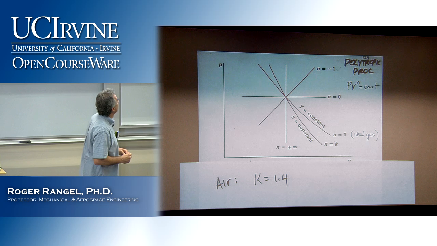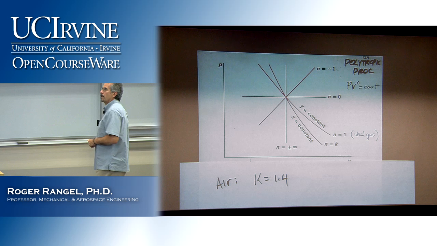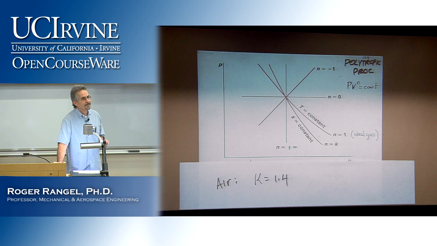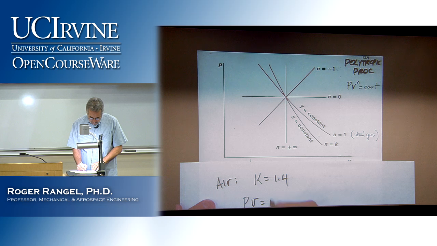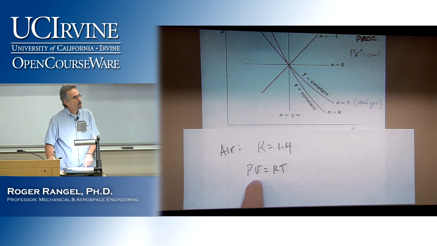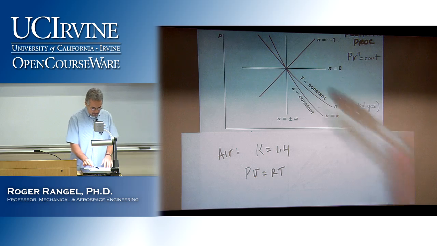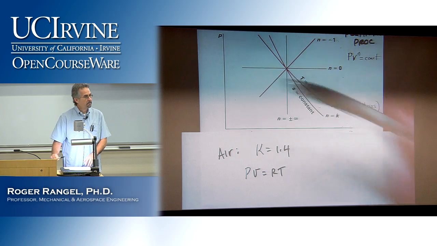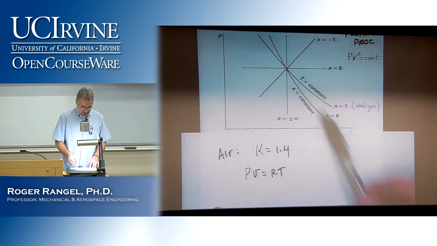Isn't it for a polytropic process, though, K would be 1, so N would be 1? For a polytropic process, no, only if it's isothermal, right? If it's isothermal, that comes about from PV equals RT, so PV equals constant, which means that N must be 1. But these are all kinds of processes. You can put any process here. We're just showing you the most common ones: isobaric, isometric, isothermal, isentropic.